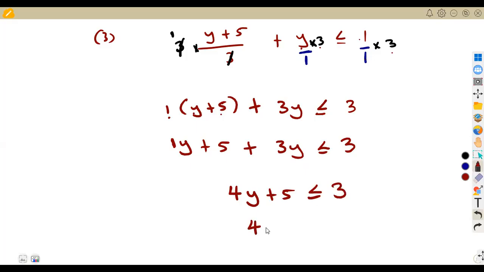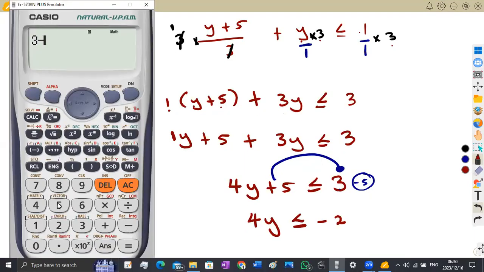All right, that's it. 4y is going to be less than or equal to, we transpose the 5 to the other side of the inequality. The moment we transpose this, it was a positive, so on the other side it is going to be a negative 5. So that's 3 minus 5, which will give you a negative 2. Like I said, for any misunderstanding that you have on your directed numbers, do not hesitate to use your calculator. It's there as an assistance. 3 minus 5 will give us a negative 2.